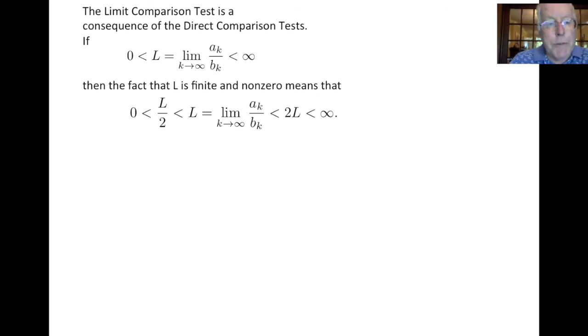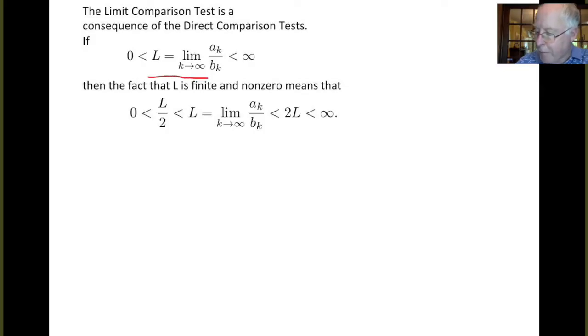Now, the way the limit comparison test works, it's really based on the direct comparison tests. So let's just take a moment to see why this is plausible. If we have a non-zero finite limit for this ratio, there's L. So it's finite, less than infinity, and positive. Now this means that when k gets big, this ratio, AK over BK, is getting close to L. So in particular, it's eventually going to get bigger than L over 2 and less than 2L.